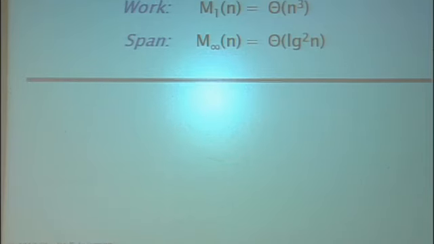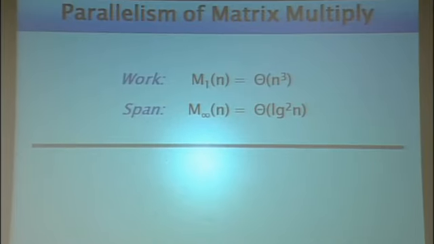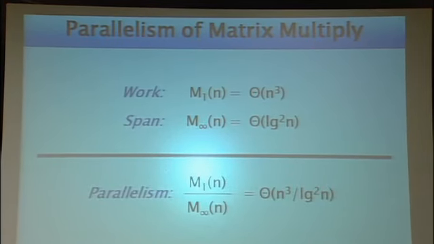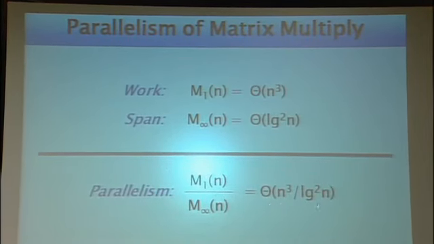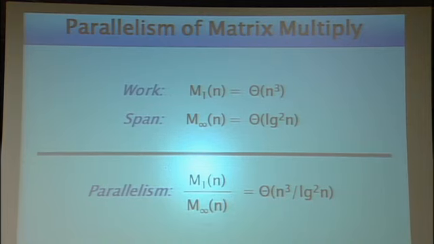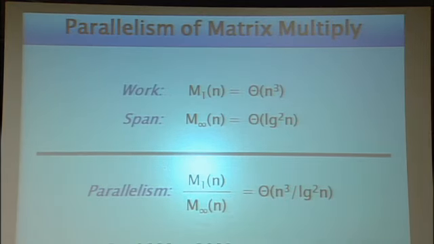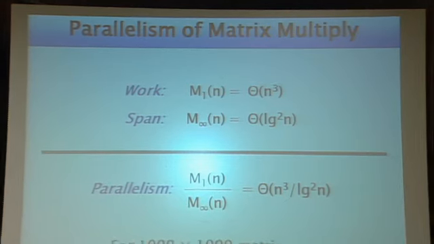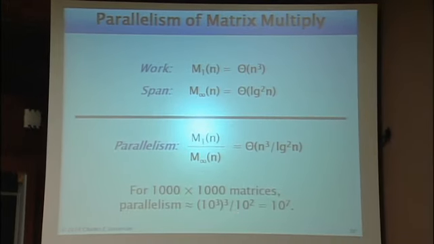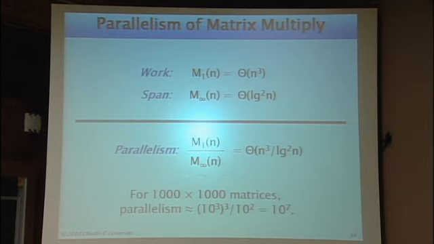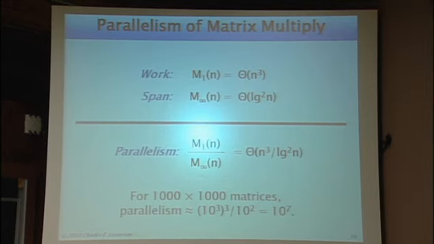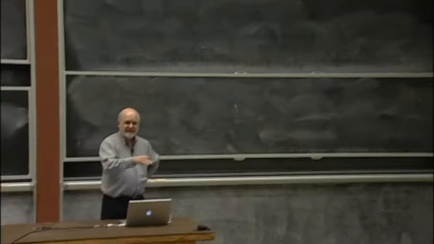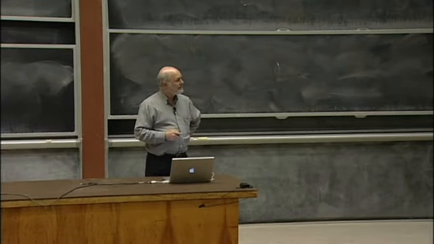And so we have the work of n cubed, the span of log squared n. So the parallelism is the ratio, which is n cubed over log squared n. Not too bad. For 1,000 by 1,000 matrices, the parallelism is about 10 million. Plenty of parallelism. So let's use the fact that we have plenty of parallelism to get rid of some of it and put it back into making our code more efficient.